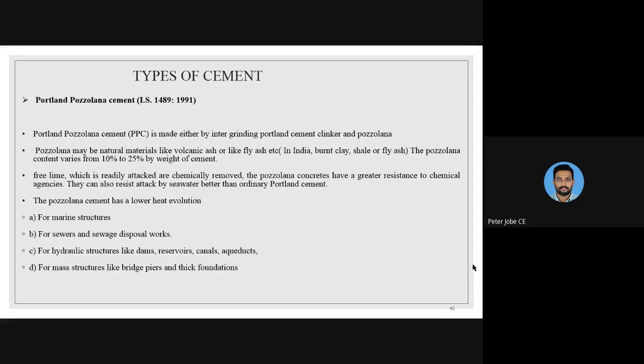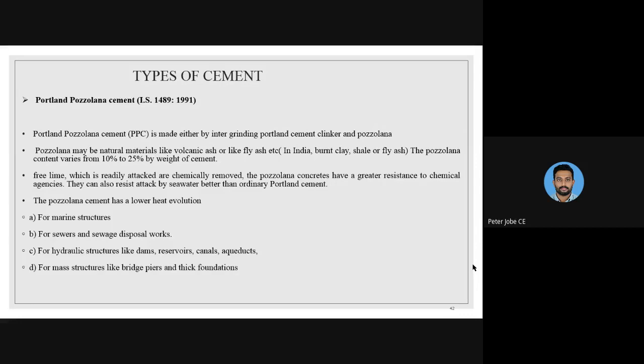From that time onwards, fly ash and other pozzolanic materials like burnt clay and shale were used in ordinary Portland cement to make it Portland pozzolana cement. Pozzolana may be a natural material like volcanic ash, or fly ash, etc. The pozzolana content varies from 10 to 25% by weight of cement. So we replace cement and add 10 to 25% of pozzolanic materials, depending upon our requirement, and that cement will be renamed as Portland pozzolana cement.